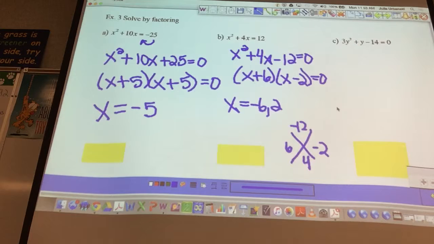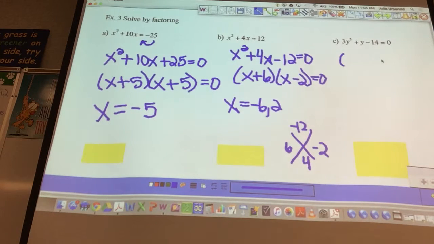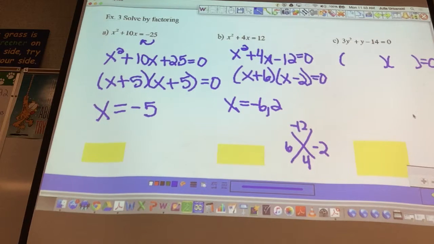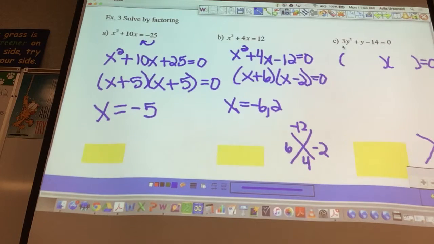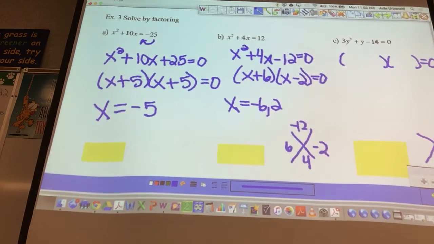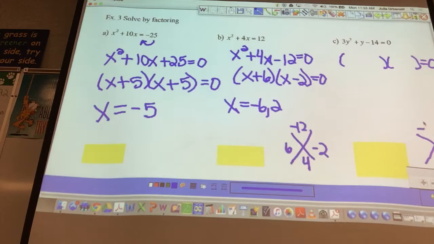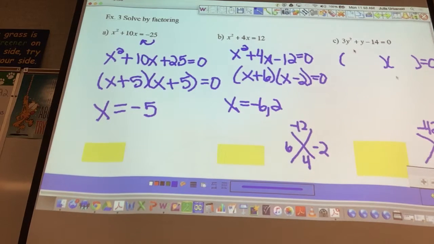All right, it's already written the right way, but we have to factor it now. There's nothing in common. 3 doesn't go into the 1 or the negative 14, so we're going to have to do it this way, the old way. I need two numbers that multiply to what? 3 times negative 14. Is that negative 42? Because this changes now. It's got a 3 in front. Negative 42, and on the bottom is a 1. So think of those two numbers. It's going to be like a 6 and a 7, right?